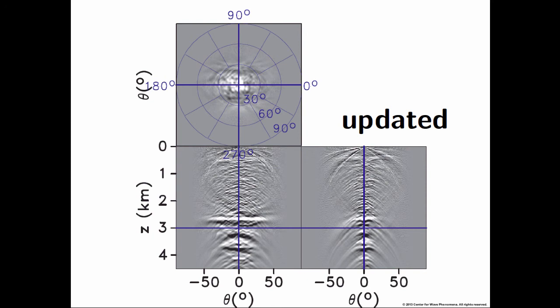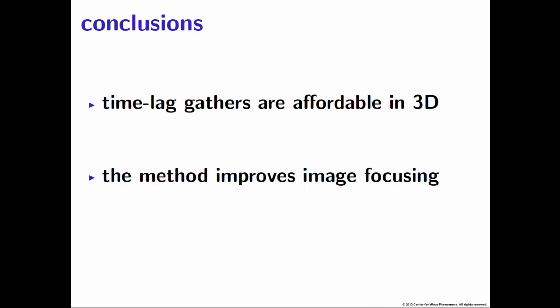So in summary, we introduce a wavefield tomography method based on time lag gathers, which is efficient and affordable in 3D velocity model building compared to the space lag gathers used by DSO. In the method I show here, we actually design the method to improve the image quality, especially the focusing of the image, and this is demonstrated by the field data example I showed you before.